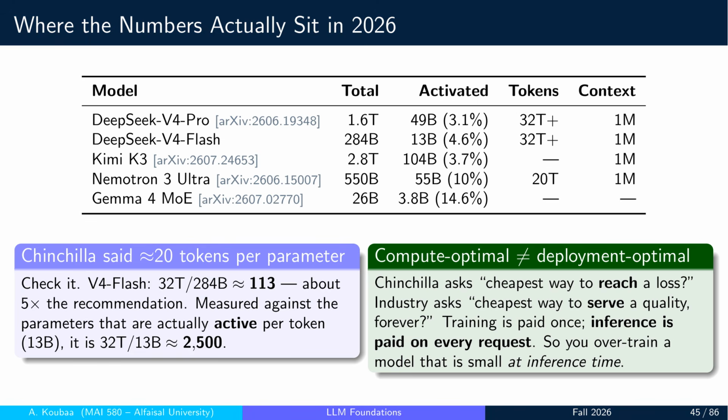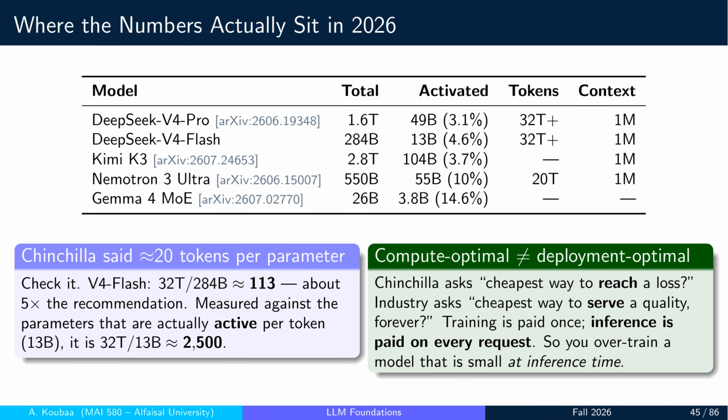Now let us check the theory against real 2026 systems, because this is where the recommendation breaks. Look at the table. DeepSeek V4 Pro, 1.6 trillion total parameters, but only 49 billion activated per token, about 3%. V4 Flash, 284 billion total, 13 billion activated. Kimi K3, 2.8 trillion total, 104 billion activated. Notice the pattern in that activated column. Almost every frontier model now activates a small fraction of itself.